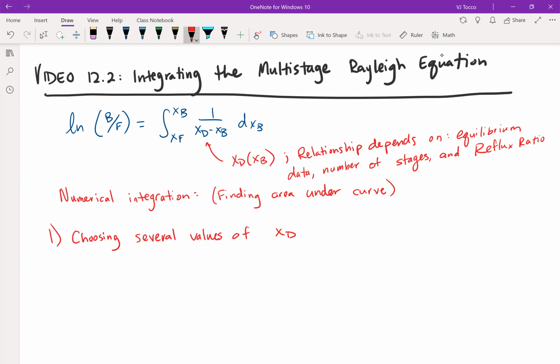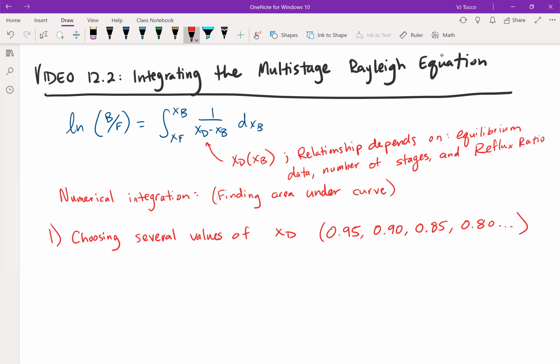So when I say choose several values of xd, I typically start at 0.95 and I decrease by 0.05 every time. You can also decrease by 0.1, it just has to do with the degree of accuracy that you desire, right? So on and so forth until I get to 0.5, say, which is typically enough. Well, it depends, right? And I'll show you what it depends on. So choose several values of xd, and it doesn't require that you know what xd average is.